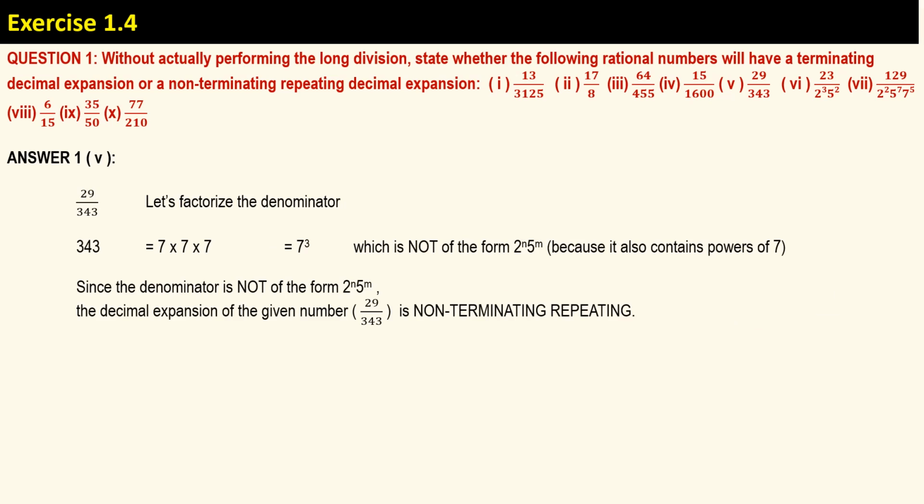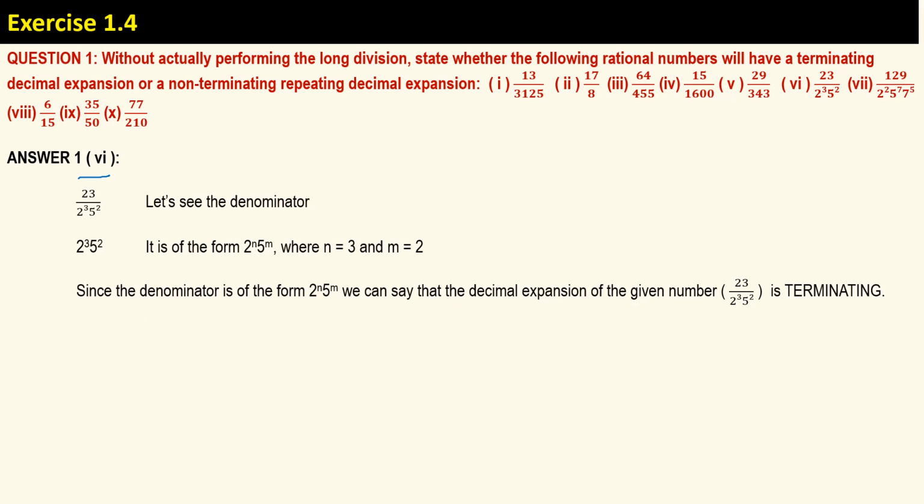Answer 1-5. The given number is 29 divided by 343. The denominator is 343, which is equal to 7 multiplied by 7 multiplied by 7, which is equal to 7 raised to power 3, which is not of the form 2 raised to power n, 5 raised to power m, because it contains powers of 7, and therefore we can say that the decimal expansion of the given number, which is 29 divided by 343, is non-terminating repeating type.